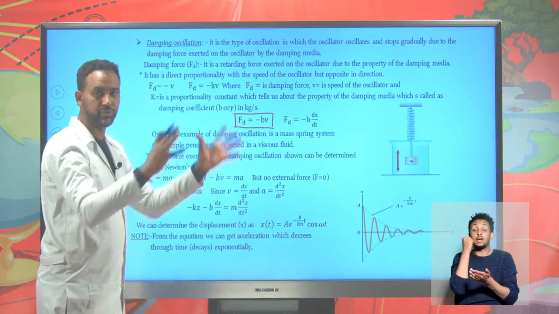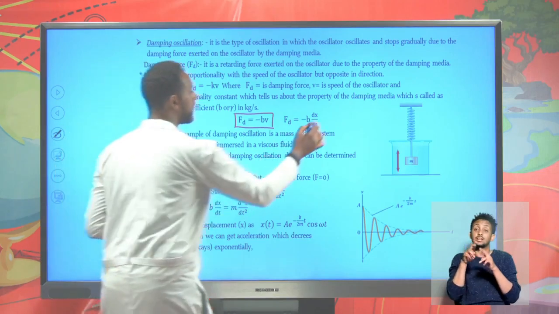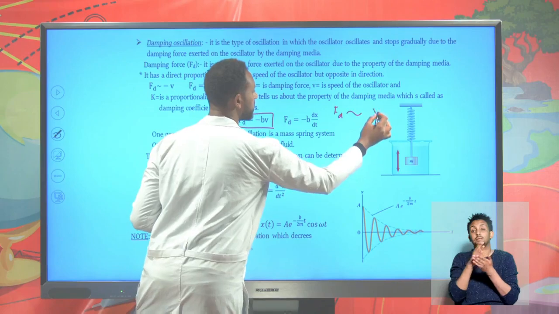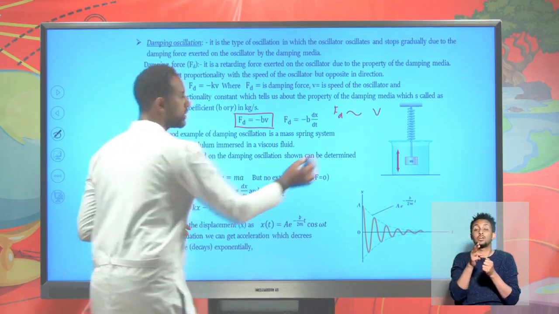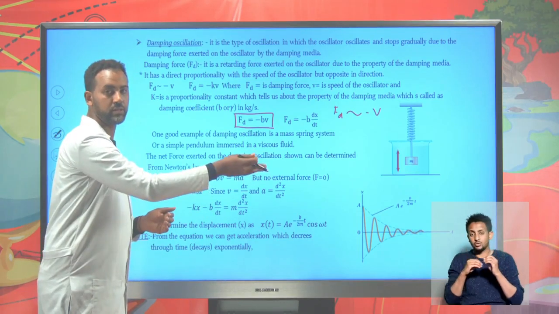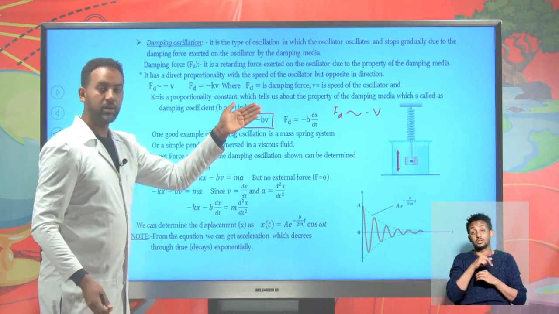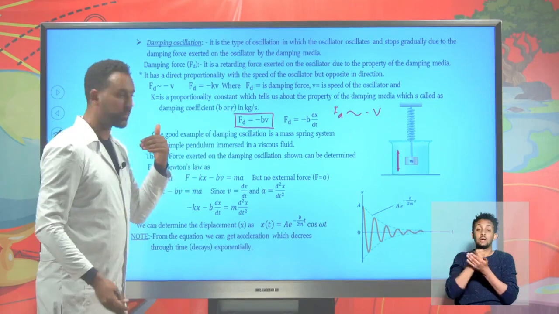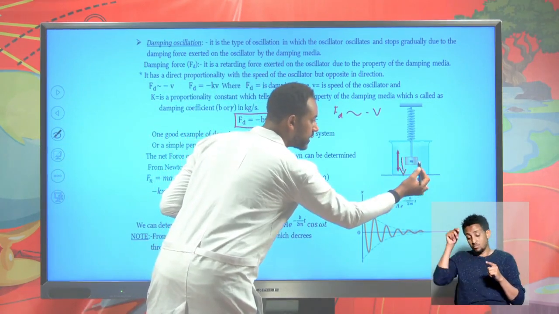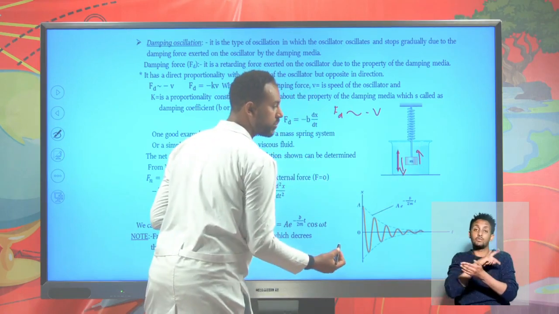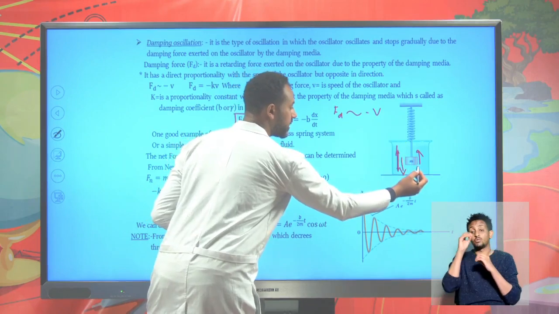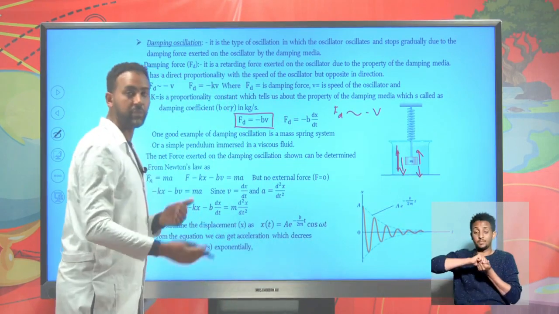And the damping force of a given medium is related to the velocity of the oscillator, but oppositely. As the oscillator tends to move in one direction, the damping force is opposite to that. For example, as this oscillator is tending to move downward, the damping force is acting upward like a frictional force. As this object is moving upward, there is a downward damping force.